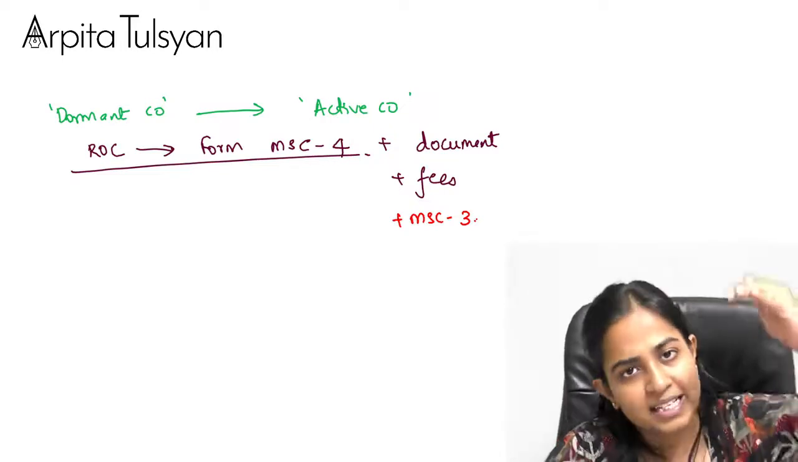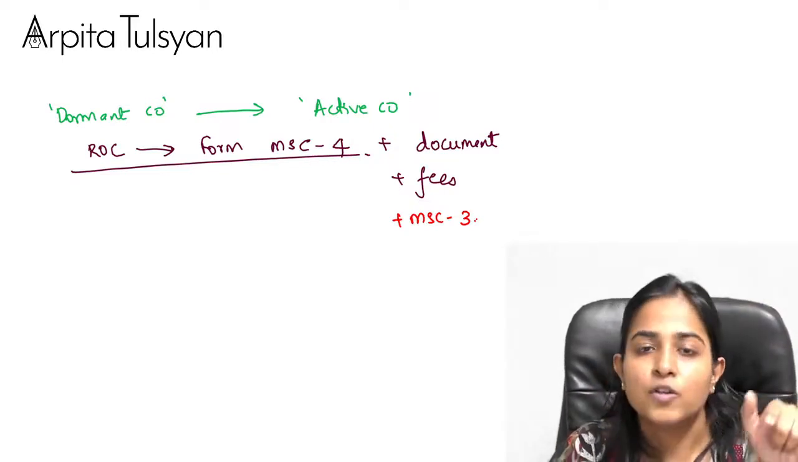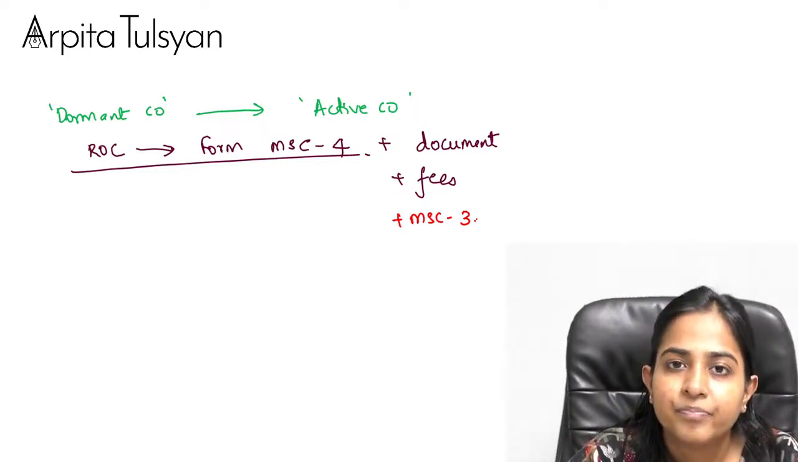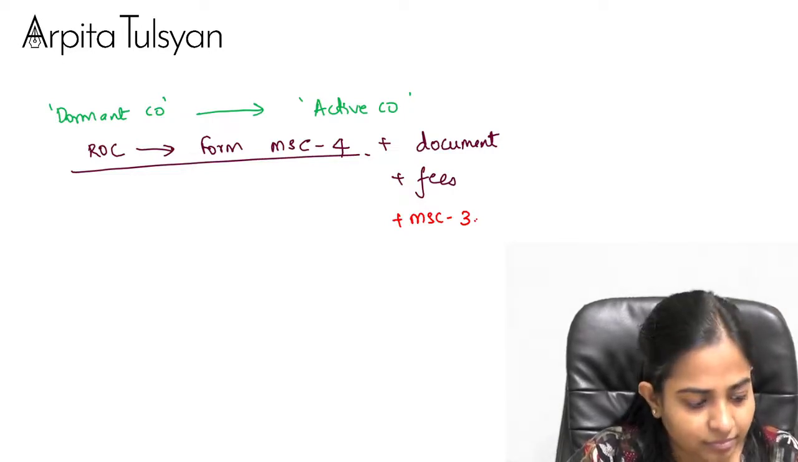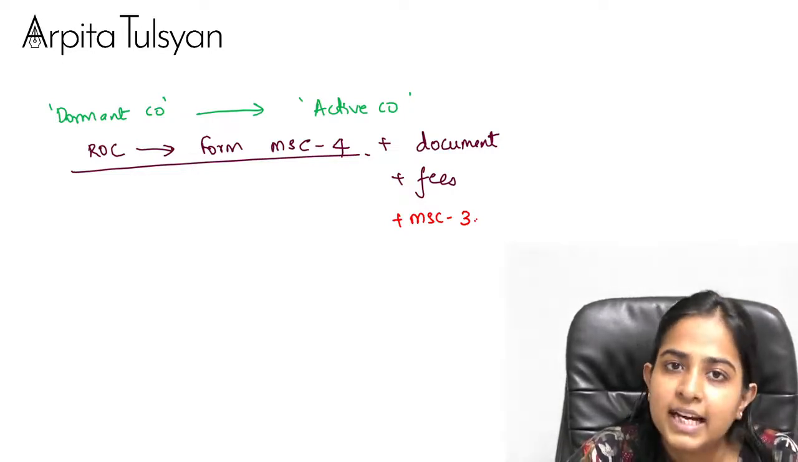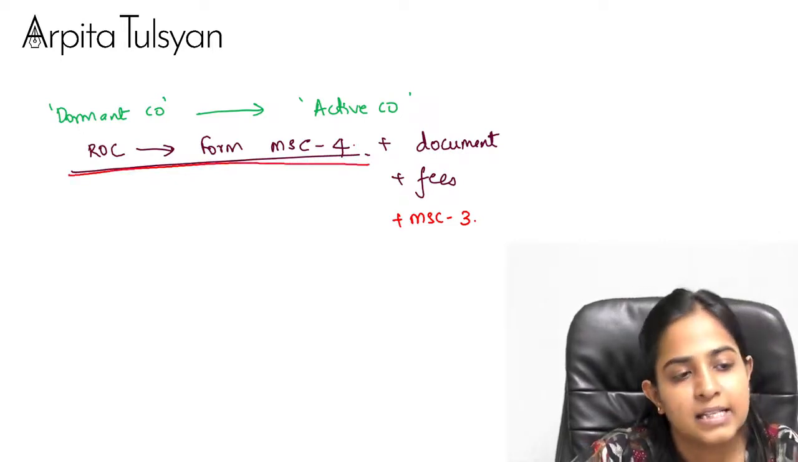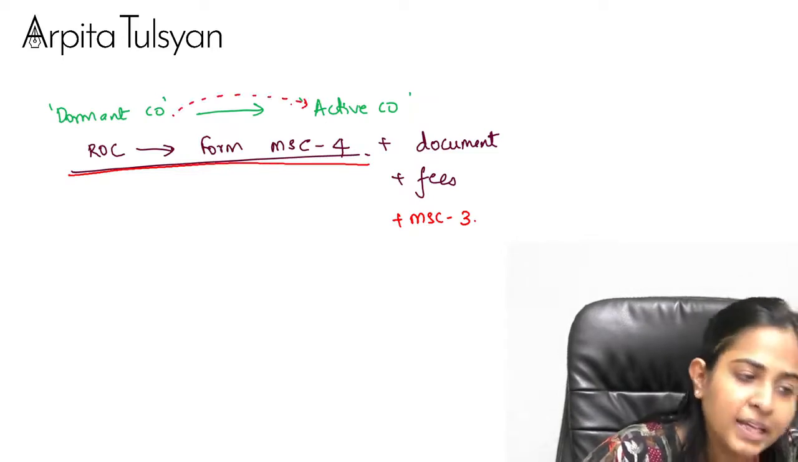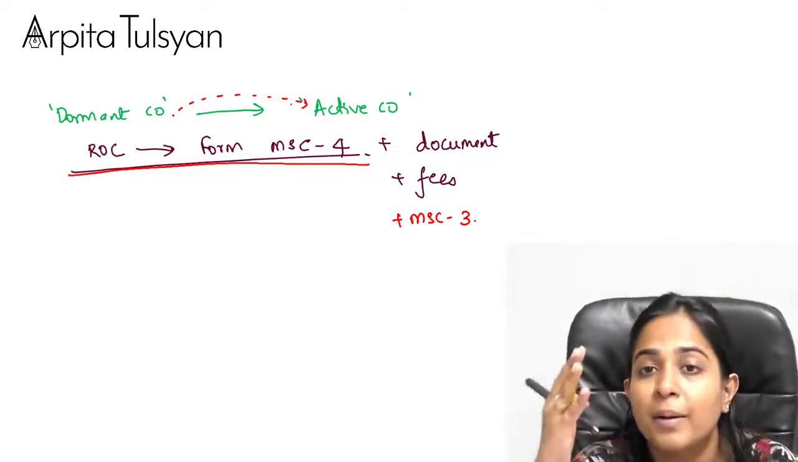I would have already submitted it for the last year, but this year 6 months is pending, right? So we will submit it in form number MSC 3. Very clear with this? Did you understand this? Yes. So this is the requirement of getting yourself converted from a dormant company to an active company. We'll make an application to the ROC in form number MSC 4.